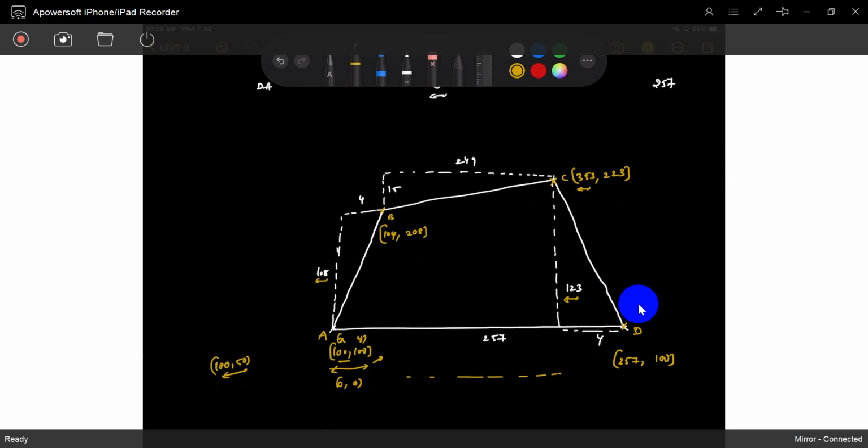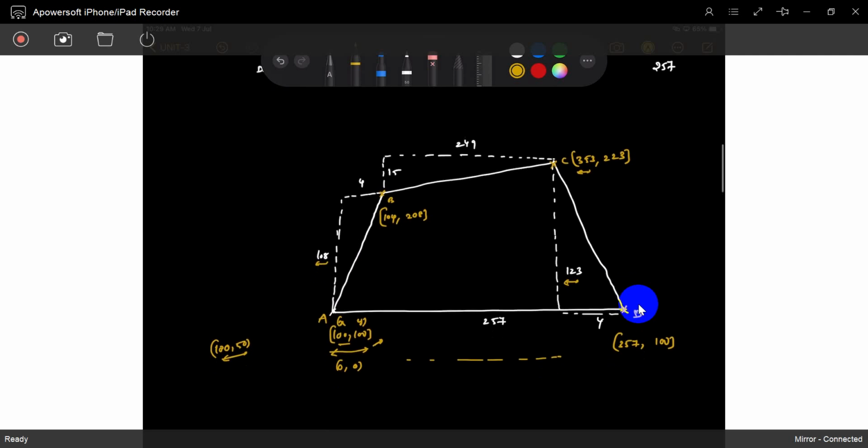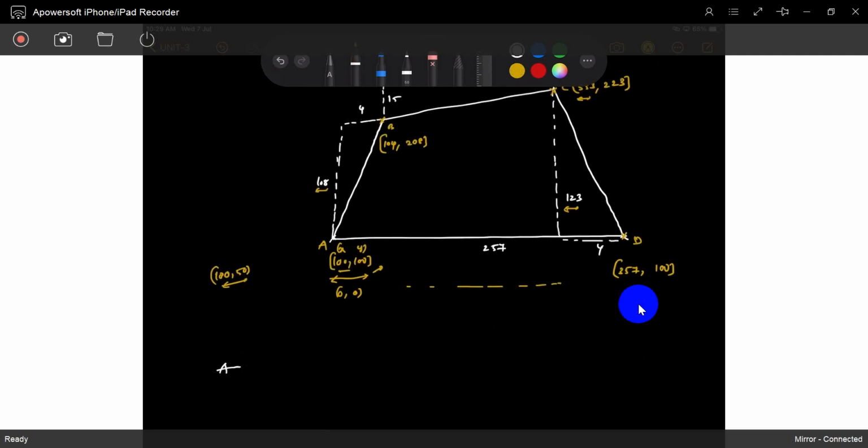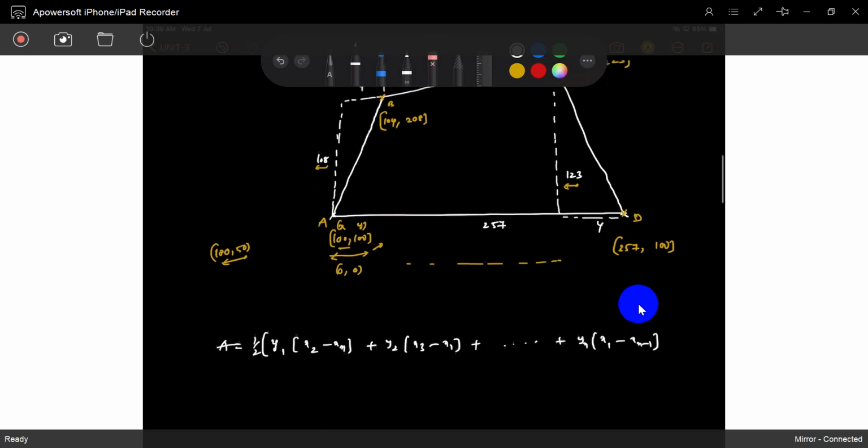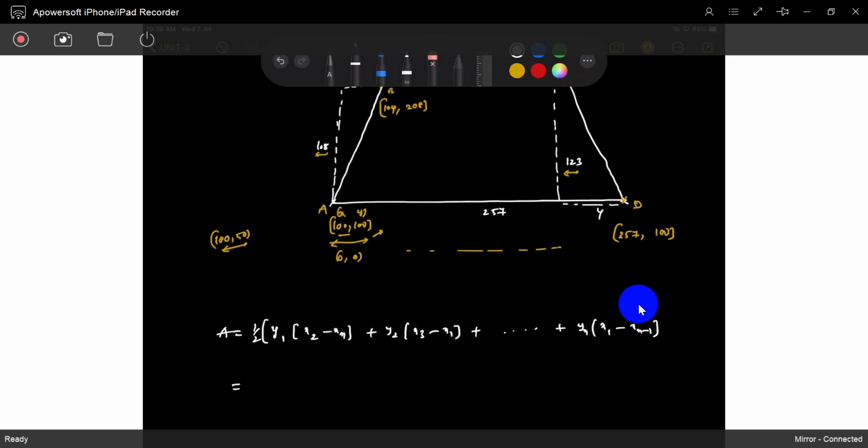If you want to find out the area inside, between those coordinate points, what is the area? You can write it as y1 (x2 minus xn), plus y2 (x3 minus x1), and it goes on until yn (x1 minus xn-1). This is the formula.